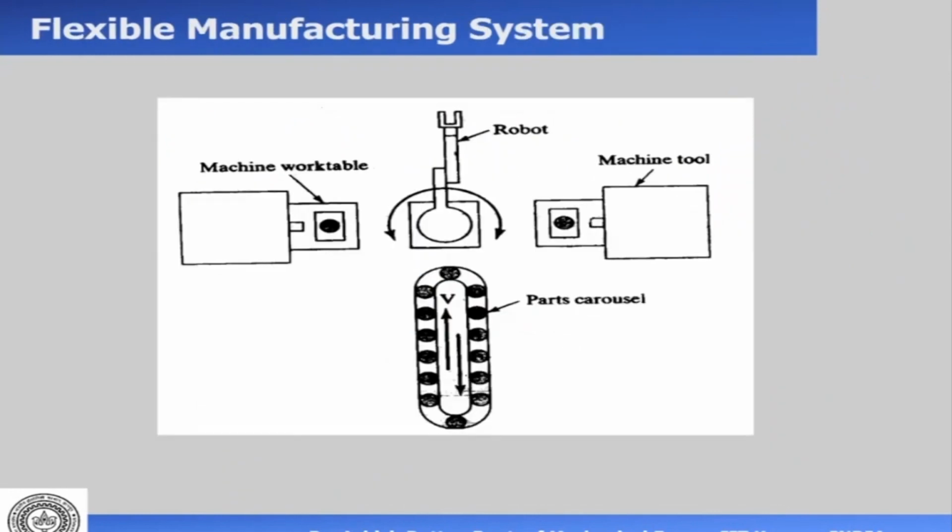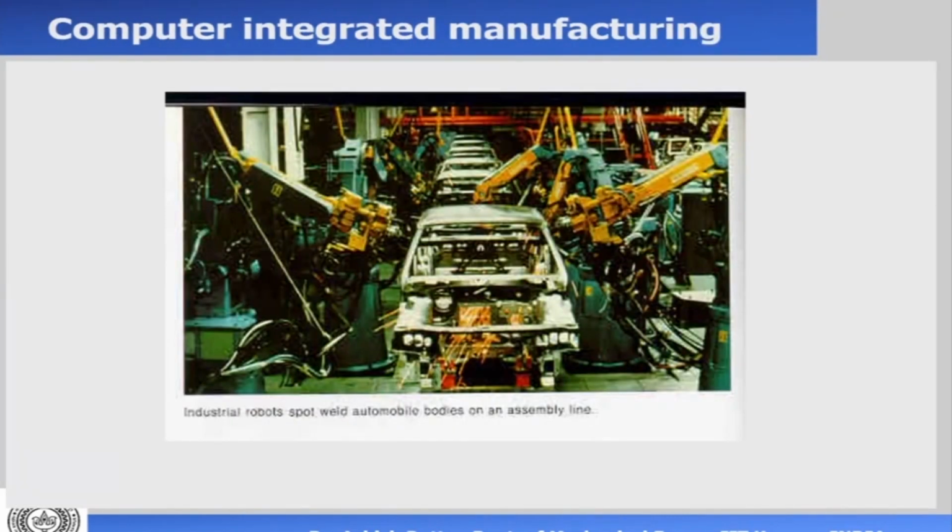Now, as the computer became more powerful, it could control not only more machines, but different kinds of machines. So here it is controlling a robot, a machine tool, a work table, parts carousel. There can also be an AGV, okay, automated guided vehicle, which is bringing parts and putting them on the carousel. So it can control all of these things together. Essentially, because it is becoming more and more powerful, it can have more sensory input-output in terms of sensors.